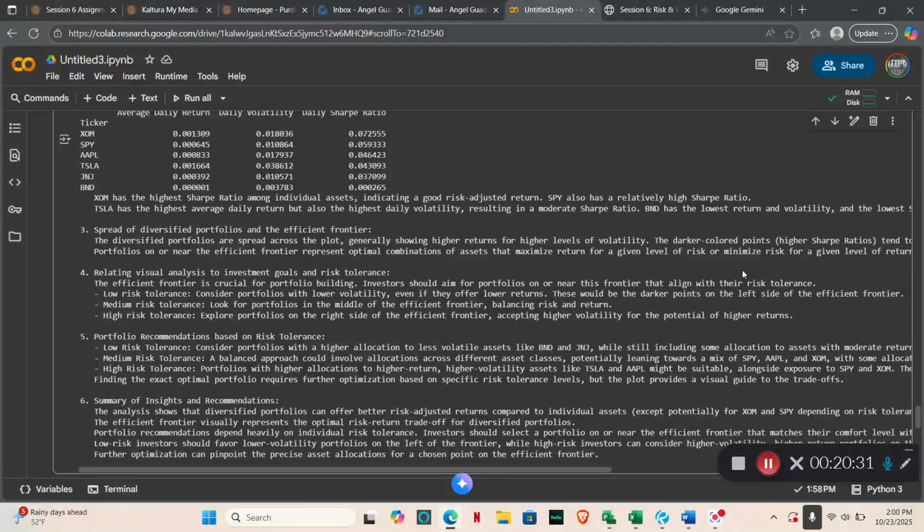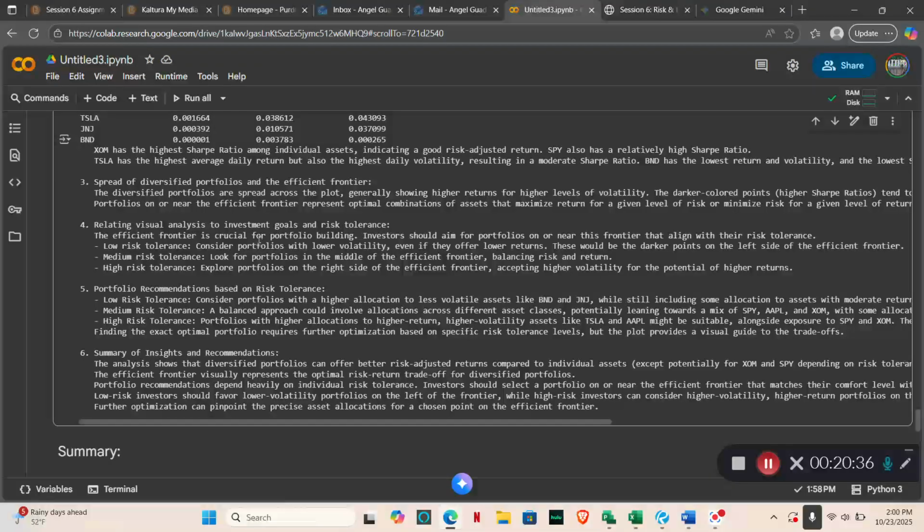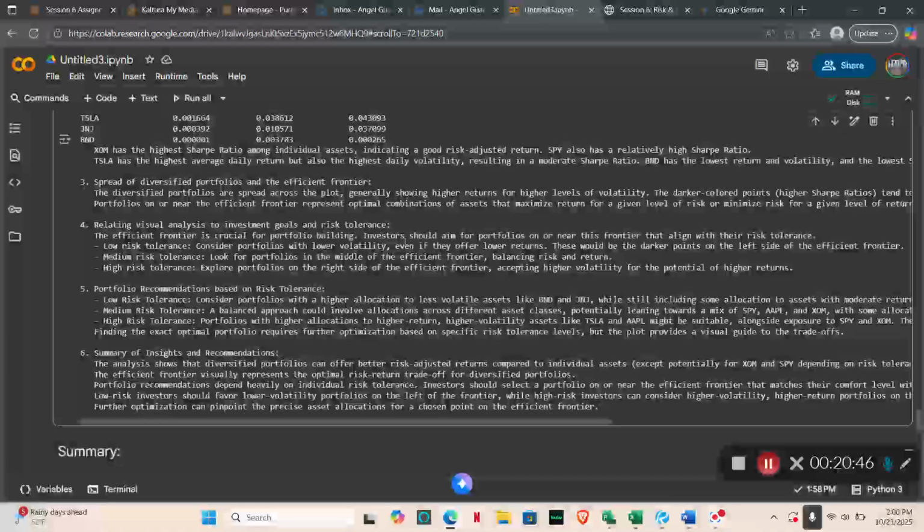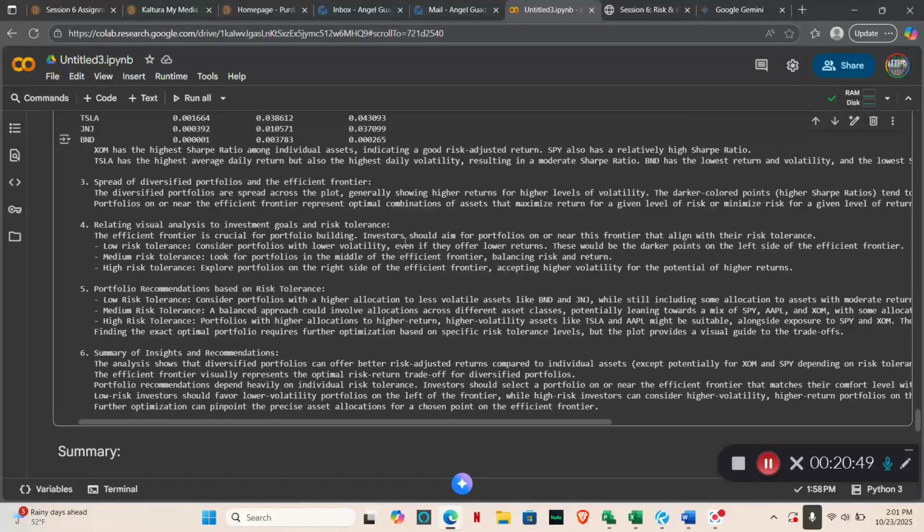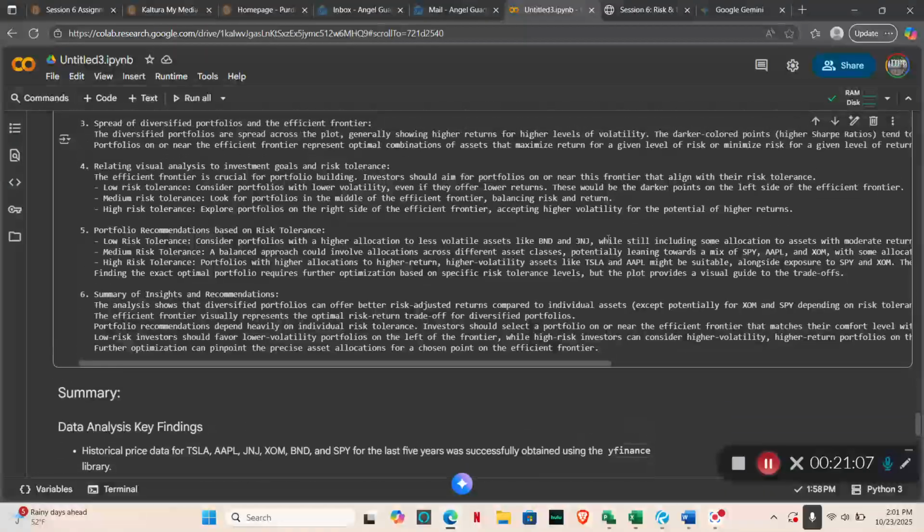We must relate our visual analysis to investment goals and risk tolerance. So the efficient frontier is crucial. It's crucial for portfolio building. Investors should aim for a portfolio on or near this frontier that aligns with their risk tolerance. For low risk tolerance, consider portfolios with lower volatility, even if they offer lower returns. This will be the darker spots on the left side of the frontier. For high risk tolerance, we're going to explore portfolios on the right side of the chart, accepting higher volatility for the potential of higher returns.